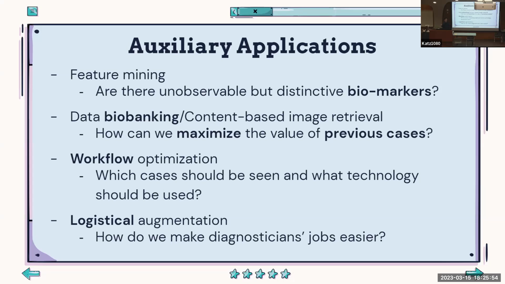Third thing, workflow optimization. This is really important. Right now, we have such a big workflow backlog. There's this question of who gets to go first, who gets to go second, which radiologist should see what, and what imaging modality should be used. Like if you've been waiting 3 years since COVID, but you're non-emergent, you're likely going to keep waiting.